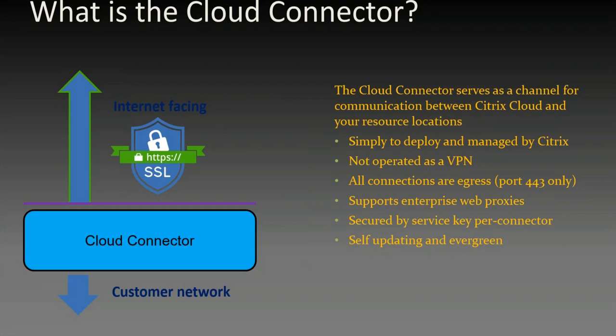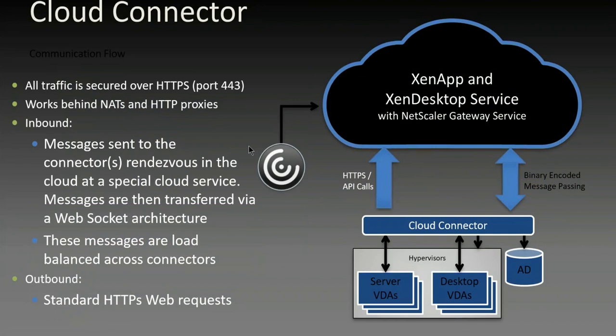All connections are outgoing, port 443 only. Supports some web proxies. It's secured by service key per connector. It's self-updating, and it's evergreen. But if you have multiple cloud connectors, that evergreen system may cause a lag time if we need to roll it back because of the way the system deals with it. The cloud connectors are going to be installed on a domain-joined Windows Server operating system on-prem. It works behind any NATs and HTTP proxies.